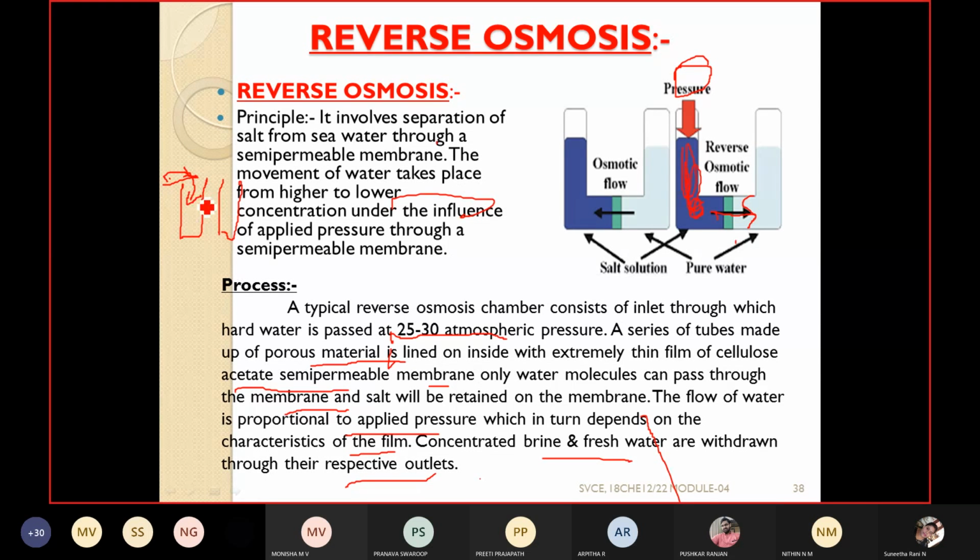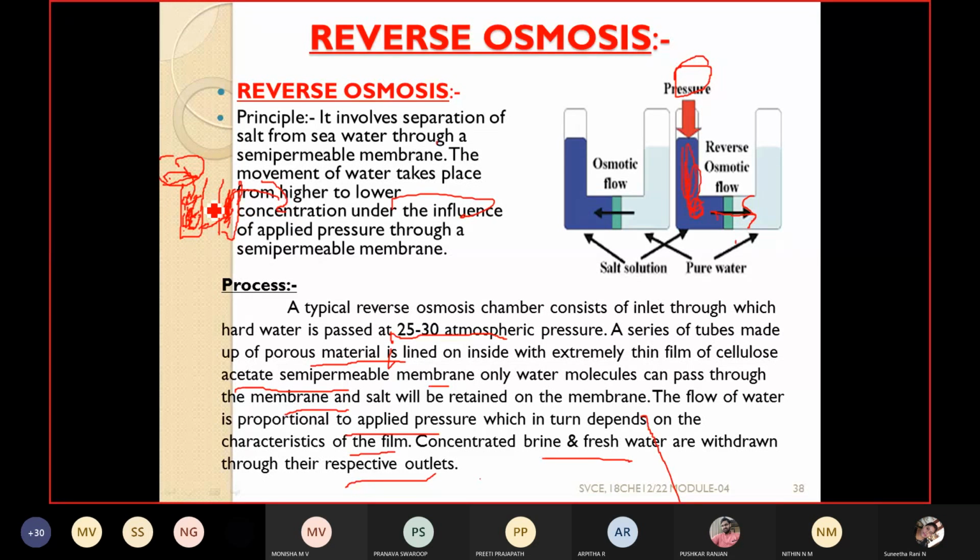When it is passed into the first chamber, what happens? It contains cellulose, like a resin or cellulose fibers. It allows only water particles to flow through. If any dissolved salts are present in this water, they get absorbed. Then the water is passed to the next chamber. Here also it contains that type of fiber or resin or filter. It filters out all these salt particles, and fresh water is given as the outlet.